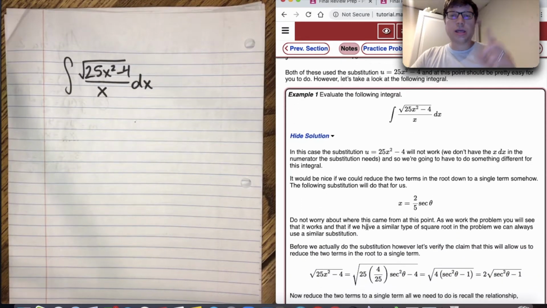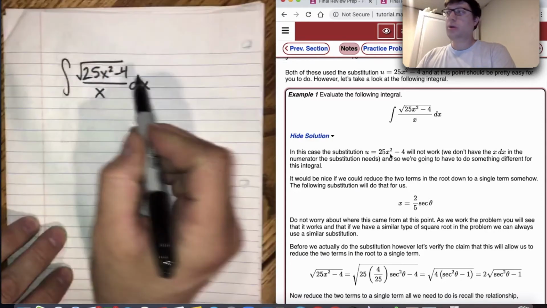Okay. Key in on the fact that a straight up u sub will not work, right? This thing under the square root doesn't.